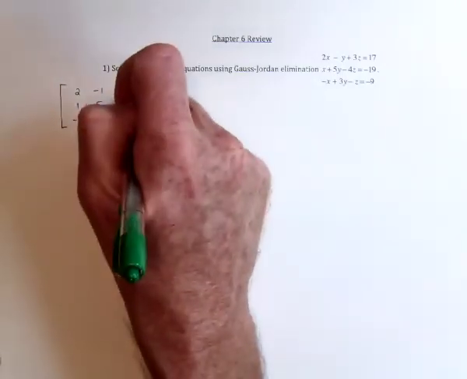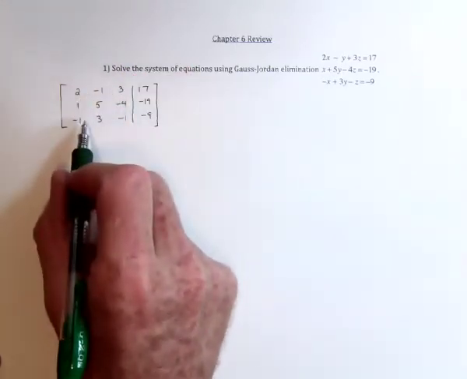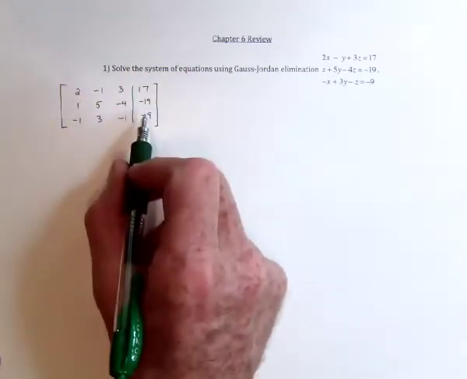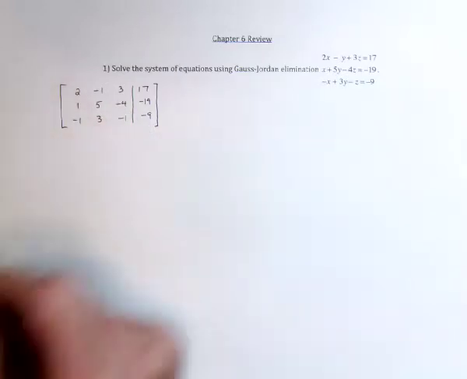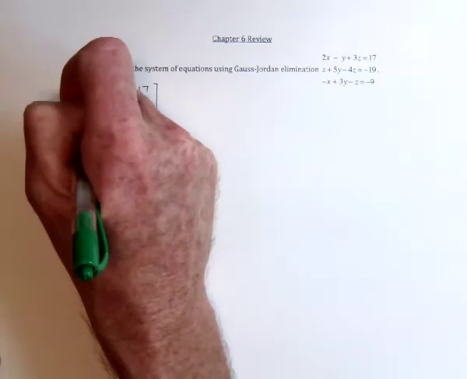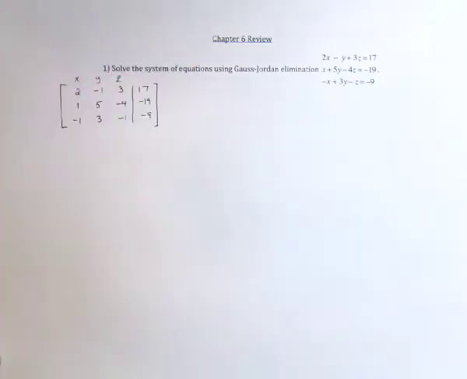Sometimes people put a line here to separate that this comes from the coefficients of x, y, and z, and here are the constants. You don't really need to put it, but if you see it, that's what it means. So this column represents the x information, this is the y, and this is the z.